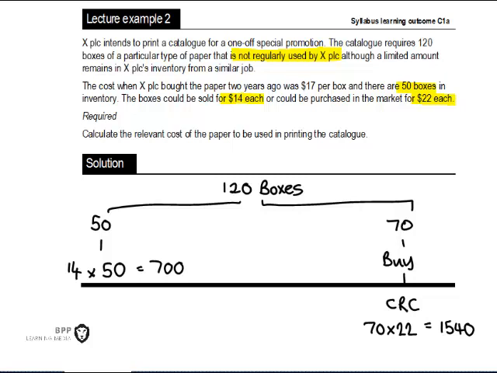So the total relevant cost is the sum of 700 and 1540, which is $2240 relevant cost.